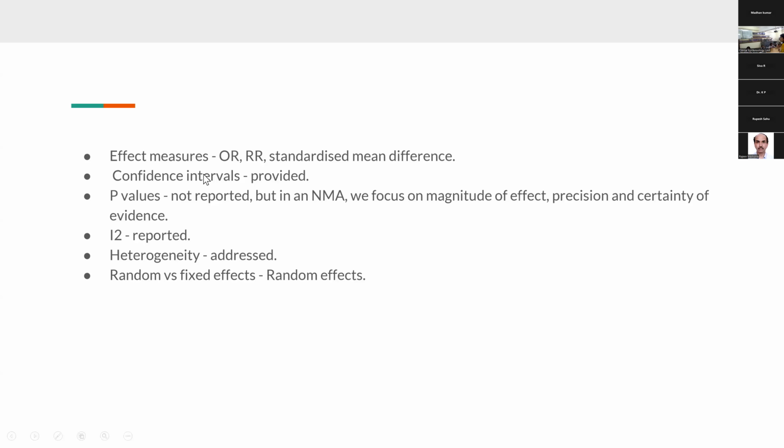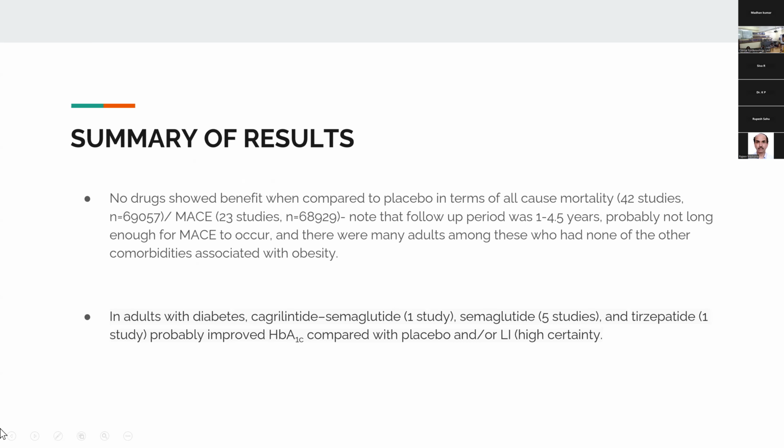Confidence intervals were provided. P-values were not reported, but in an NMA anyway we don't focus on p-values; we look at the magnitude of effect, precision and certainty of evidence. I-square was reported, heterogeneity was assessed, and they used a random effects model for all the direct pairwise comparisons.